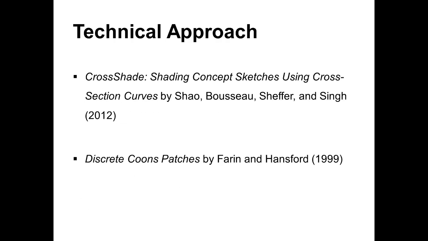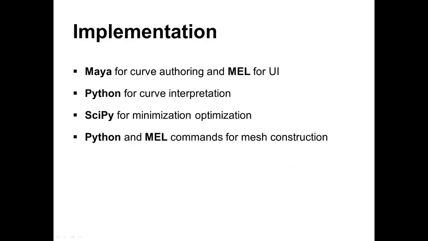Our technical approach was based again primarily on the paper CrossShade by Shaw, Bousseau, Sheffer, and Singh from SIGGRAPH 2012. We also referenced the paper Discrete Coons Patches by Farin and Hansford from 1999 for part of the algorithm. In our implementation, we used Maya for curve authoring and Mel for the UI. Python was used for curve interpretation, and a third-party library called SciPy was used for the optimization part of the algorithm. Python and Mel were used conjunctively for mesh construction.